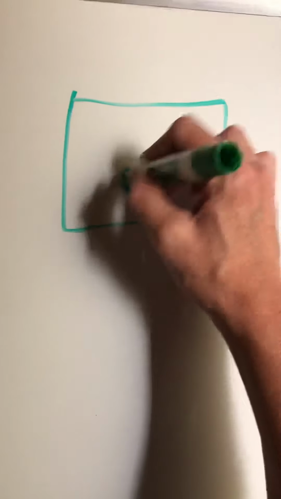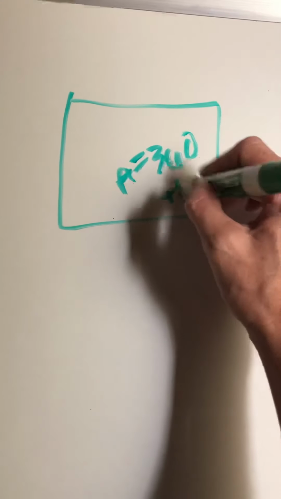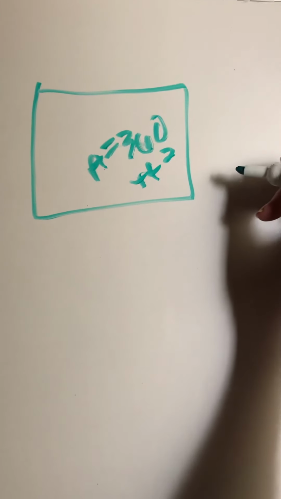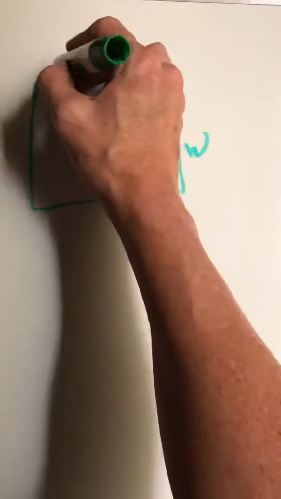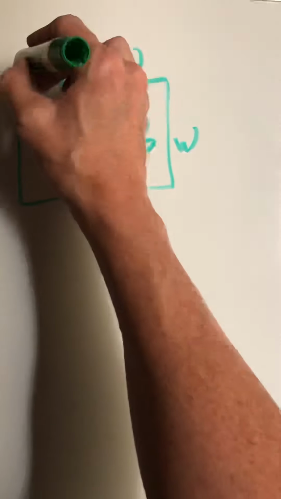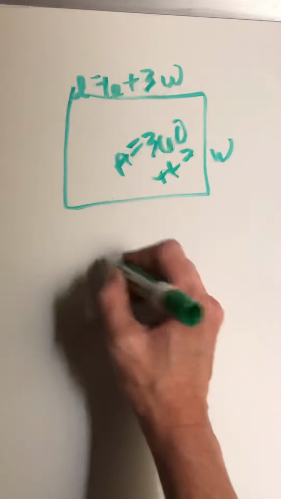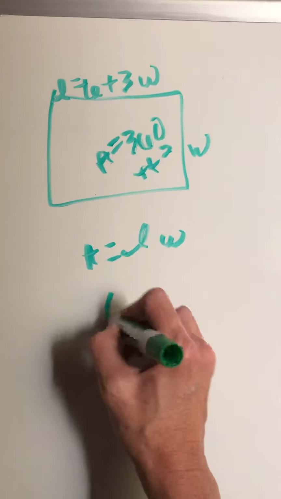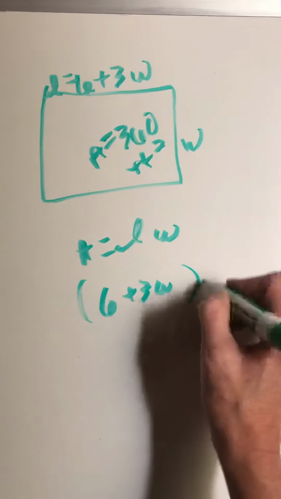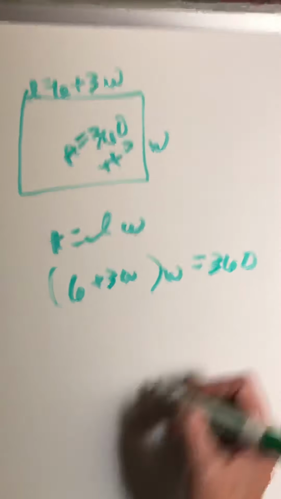Okay, so I want to do another one of those. Okay, so we've got a rectangular pool now. Again, it's just any kind of rectangle, and it has an area of 360 feet squared. The length is 6 more than 3 times the width. So here's my width. The length is 6 more than 3 times the width. So that's how that sets up. Again, area is length times width. So I would put 6 plus 3W times W and set it equal to 360.